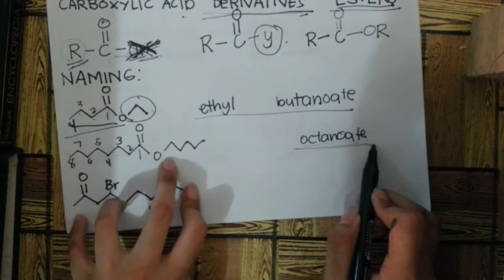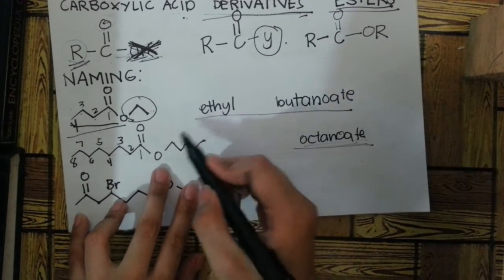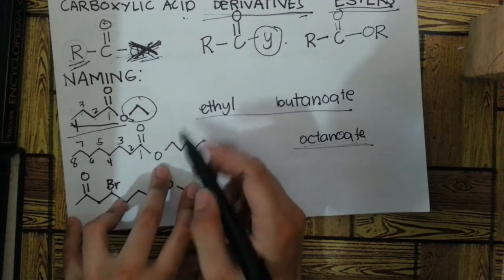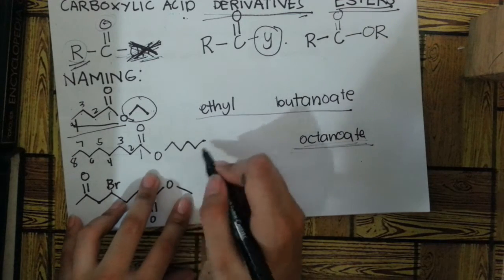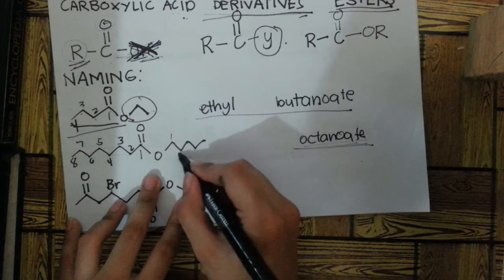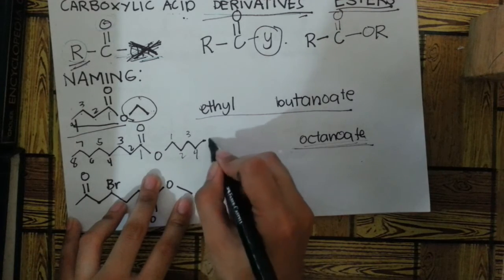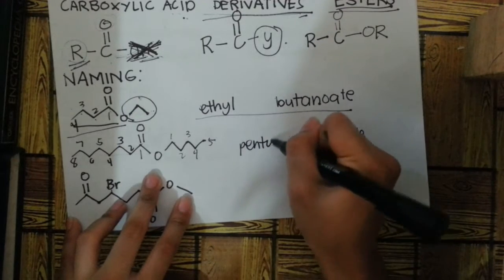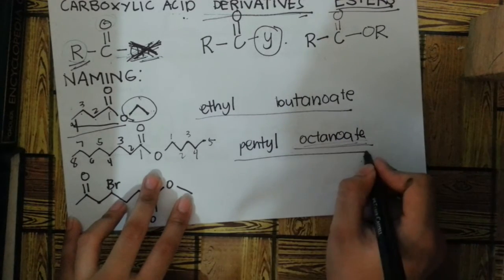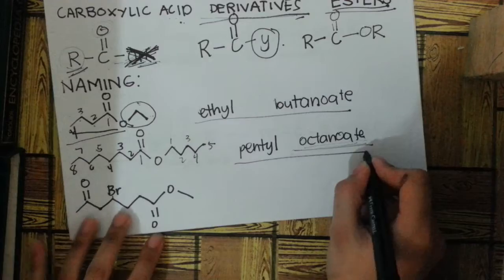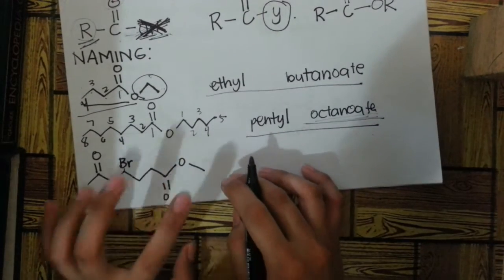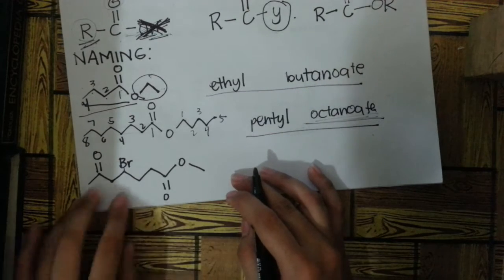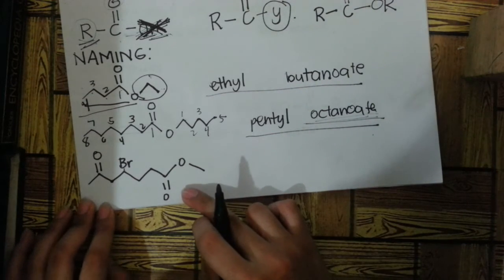Now, we name this one. We count the carbon atoms again for the substituent group that is attached to the oxygen. So that would be 1, 2, 3, 4, 5. And that would be named as pentyl since it is hanging. Now we have pentyl octanoate. And now let's move on to a more complex example of esters, which is presented to you in this example.